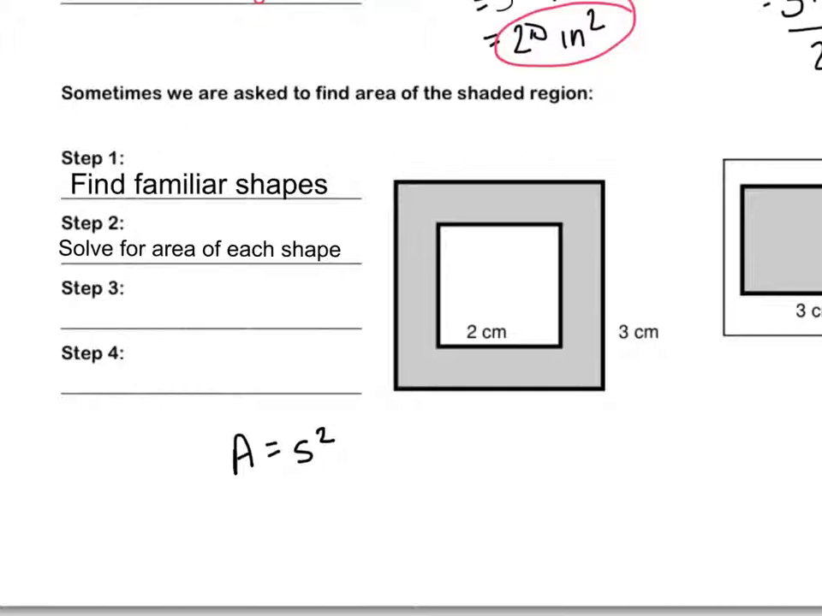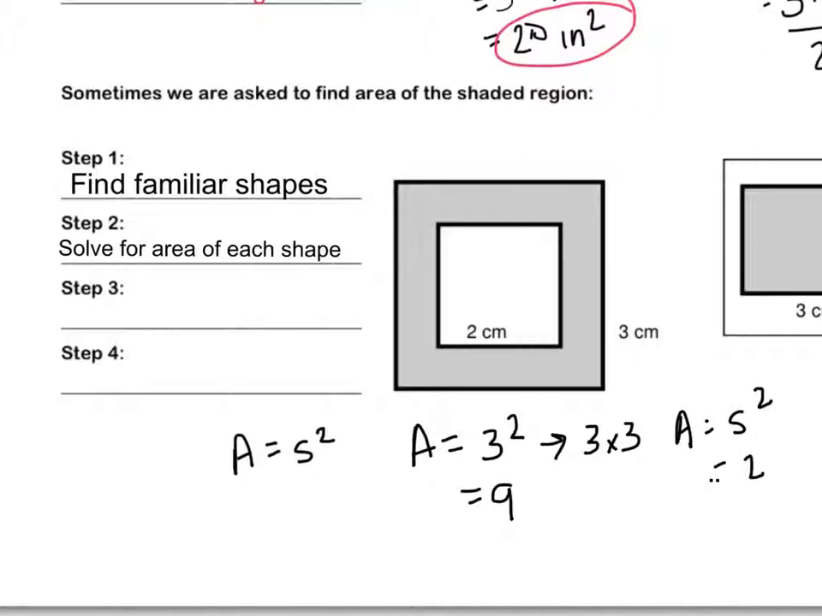So using my formula, A equals side squared, I can do my largest one and substitute in my side. So A is equal to 3 squared. Please remember that that is 3 times 3. So that is equal to 9. And again, I can do that with my smaller square. A is equal to S squared, which is equal to 2 squared, which is equal to 2 times 2, 4. So I have found the area of each square.